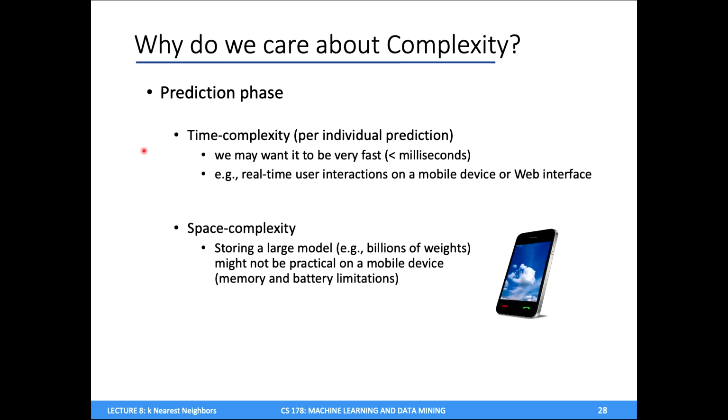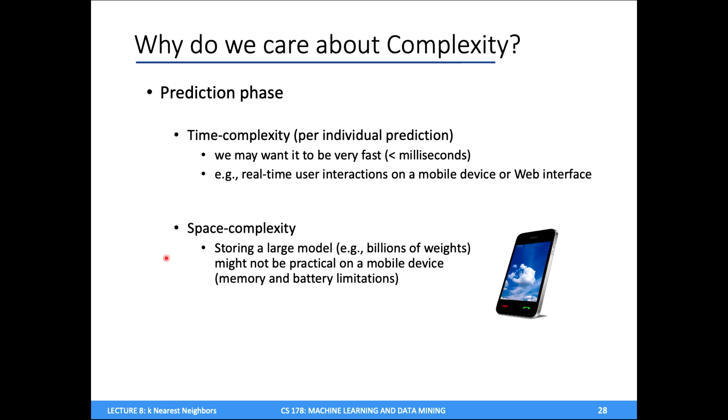In terms of the prediction phase of our algorithm, after we've trained our model, we care about the time complexity of predictions because often we want our predictions to be very fast. For example, you might want real-time interactions with your ML model in some web-based or interactive environment. Another really good example is an autonomous vehicle. If your model takes 5 seconds to decide to brake for a pedestrian in the road, that's obviously not good. So you want your models to be quite fast.